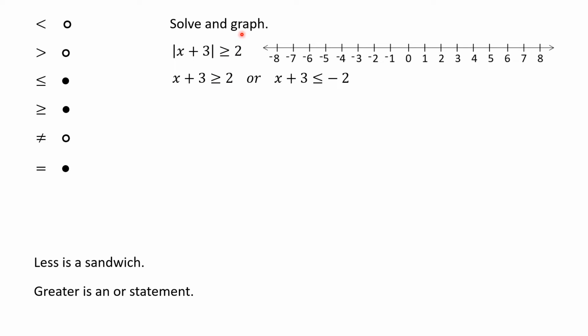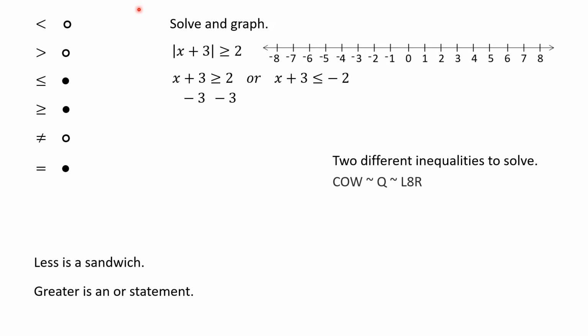I leave the 2 alone. But the second time I write this, greater than or equal has become less than or equal, and positive 2 has become negative 2. And notice I actually put the word or in the middle. Two different inequalities that I need to solve. In each case, opposite of adding 3 is subtracting 3. So if I subtract 3 from each side, calculator for the assist, I get negative 1.